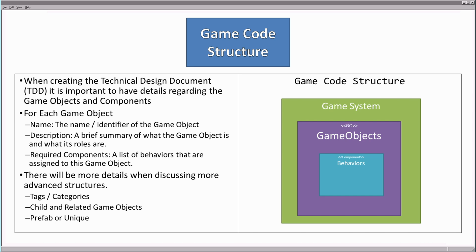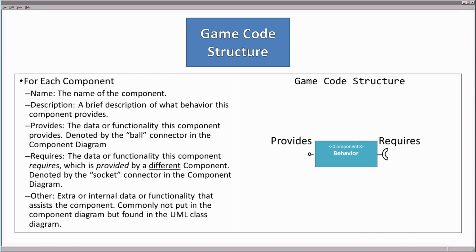There will be some more details when discussing advanced structures such as tags, categories, children and related game objects, or whether or not the game object is a prefab or is it unique. For each component in the technical design document, we provide the critical information regarding its functionality. This includes its name, a description, provides, in other words the data or functionality, requires, data and functionality, and some extra internal data. We keep in mind that these are considered high-level descriptions of the behavior, and they are not concerned with the strict implementation of them.